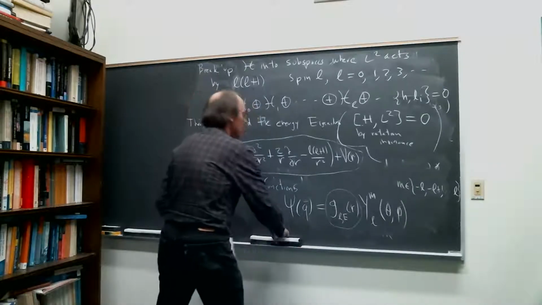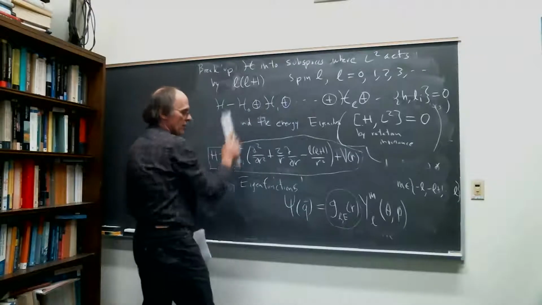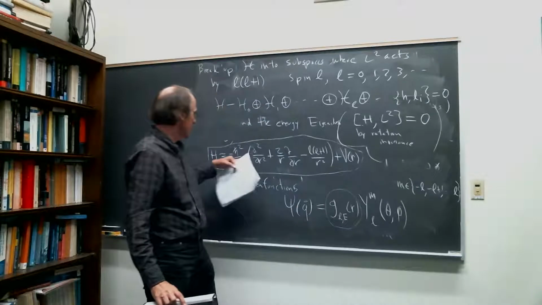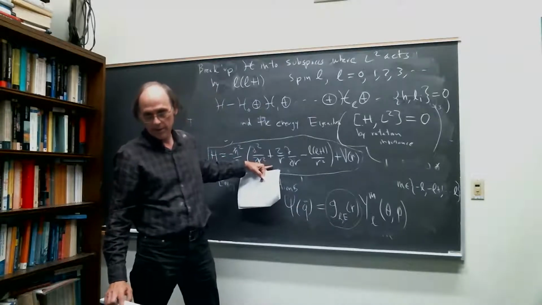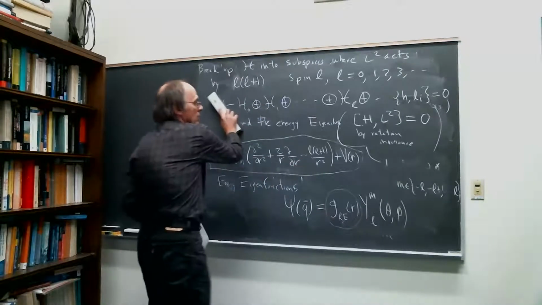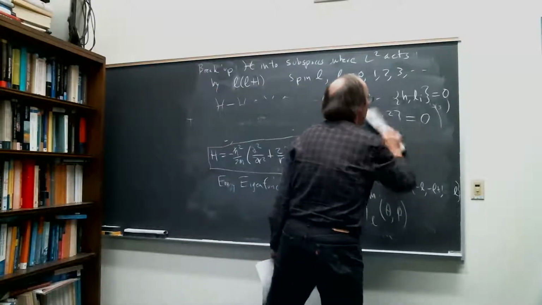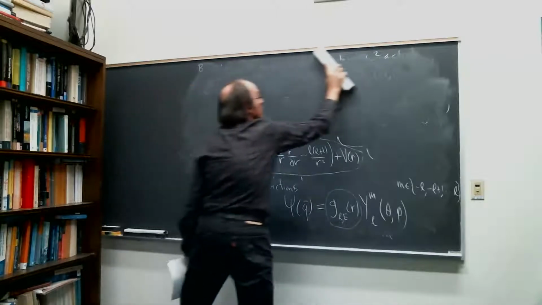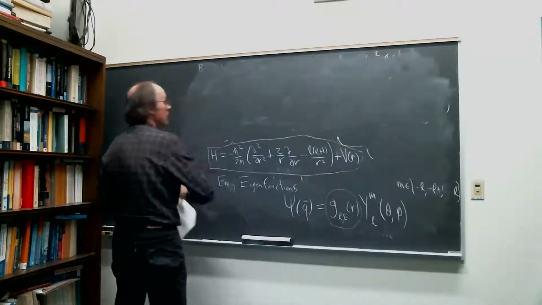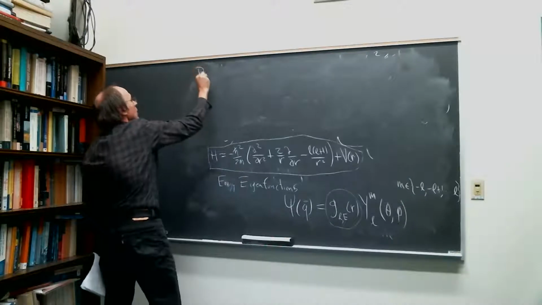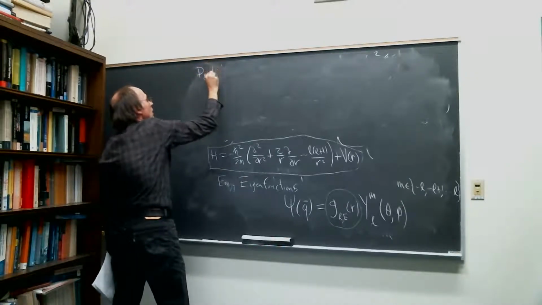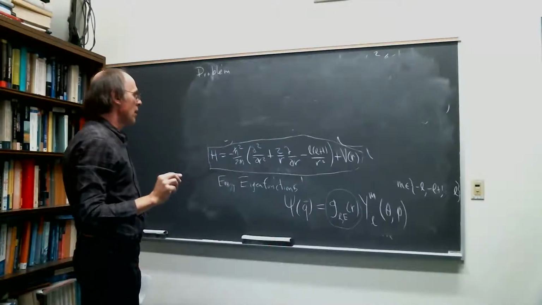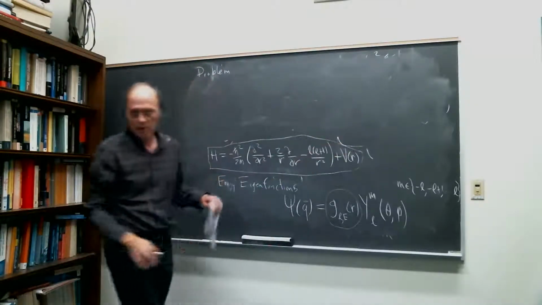So let me write this down. These are the eigenfunctions for this operator as a function of R, so we want to find them. So we reduce the problem to this. Anyway, this is the general problem.